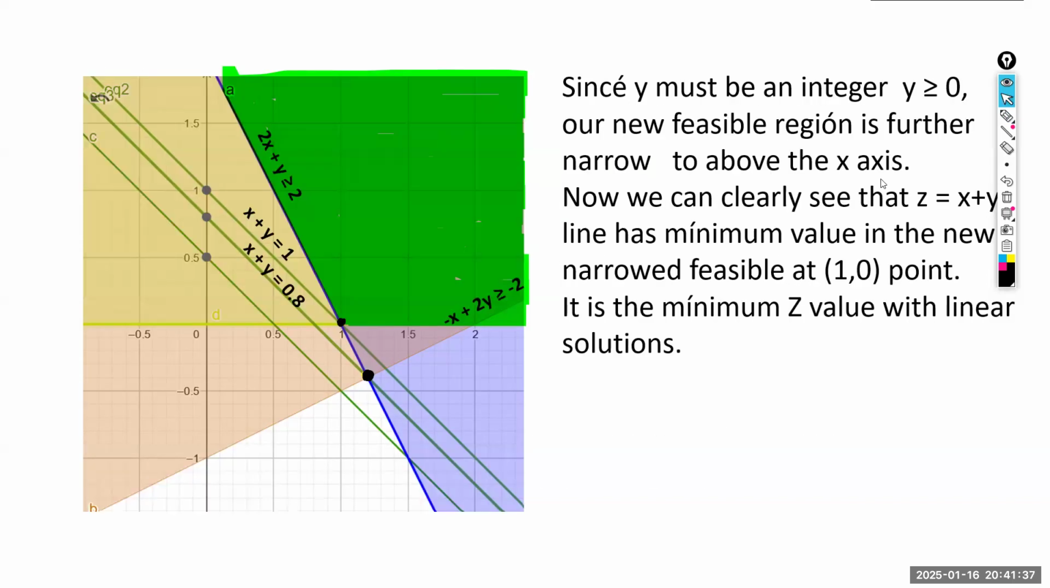And therefore our minimum value is when x is 1, y equals 0, right? X is 1, y equals 0. That is basically 1.